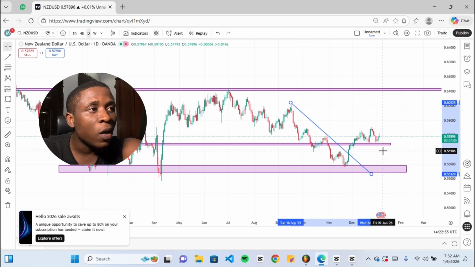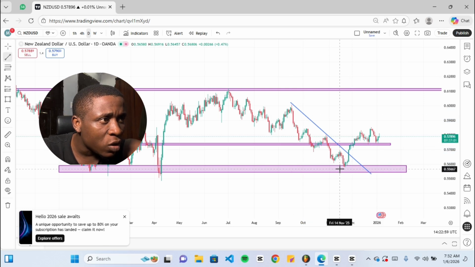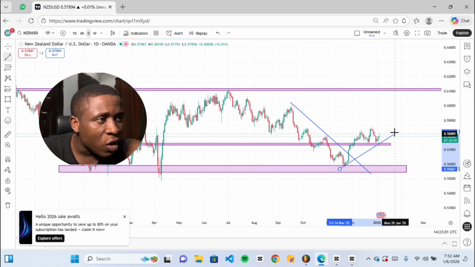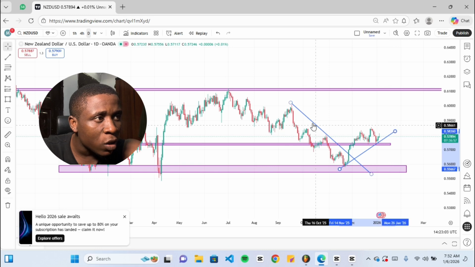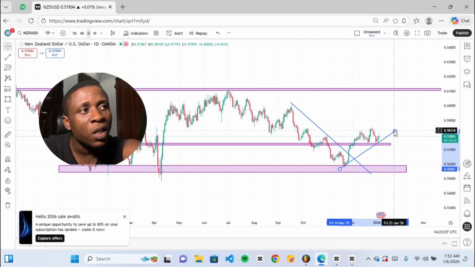So now, even though I don't trade trend line, the downtrend line got broken, and this is an uptrend line, an early trend. But I think we are done on the daily time frame.